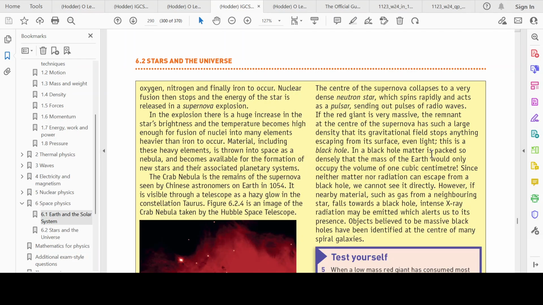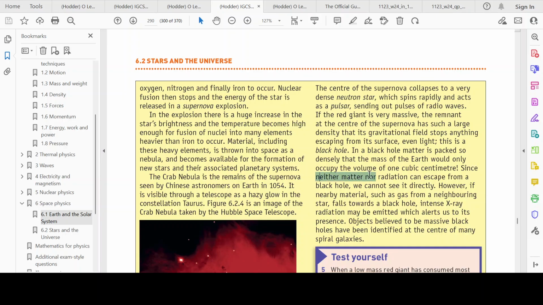In a black hole, matter is packed so densely, there's so much mass per unit volume, a very high mass in a very small volume, that the mass of the Earth would only occupy the volume of 1 cubic centimeter. You can imagine the entire Earth between your thumb and your finger, like 1 cubic centimeter. And of course, it's going to be heavy. So the entire mass of the Earth.